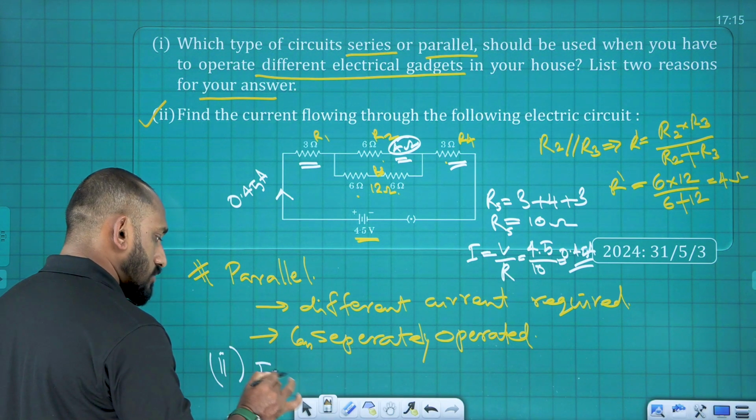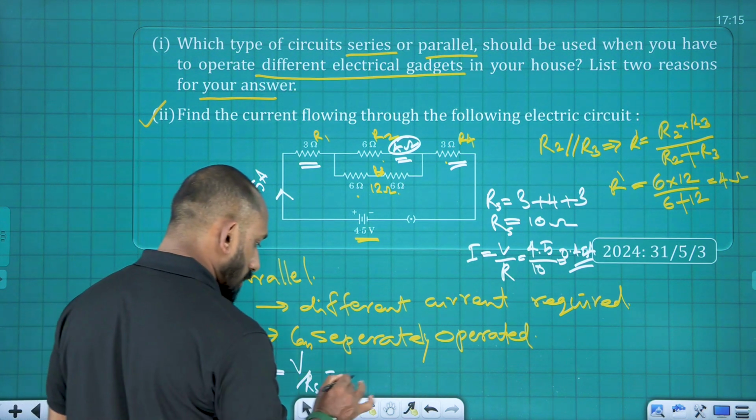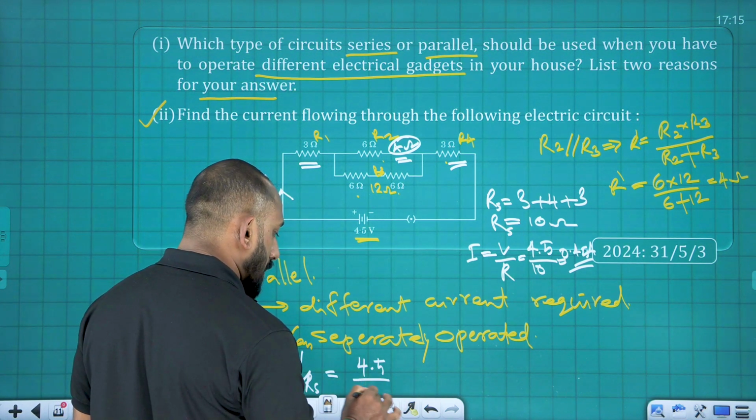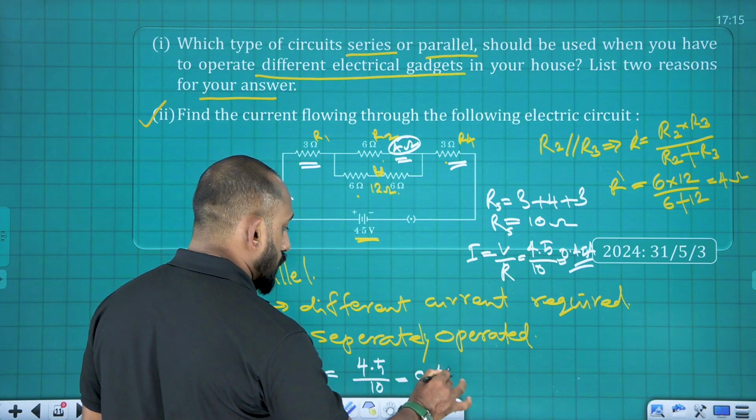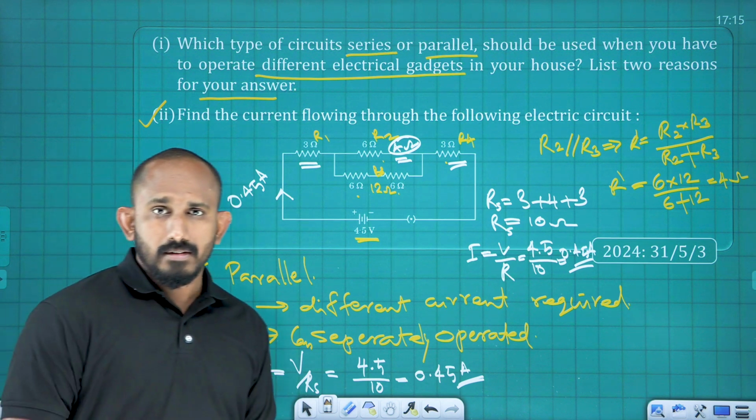The current I is equal to V by Rs, the total resistance. That is 4.5 divided by 10, which is 0.45 ampere. Hope it's clear. Let's see the next question.